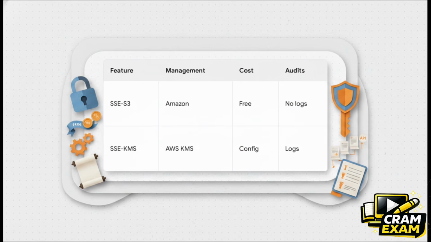So why does this matter? Because with KMS, every single time someone decrypts a file, that API call gets logged. You get this perfect audit trail of exactly who read your sensitive data and exactly when they did it. You don't just know the data is safe, you can actually prove it.